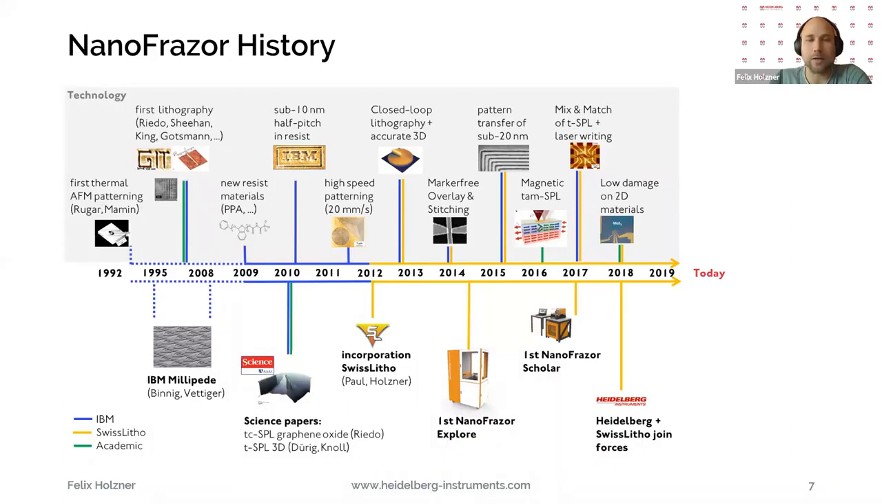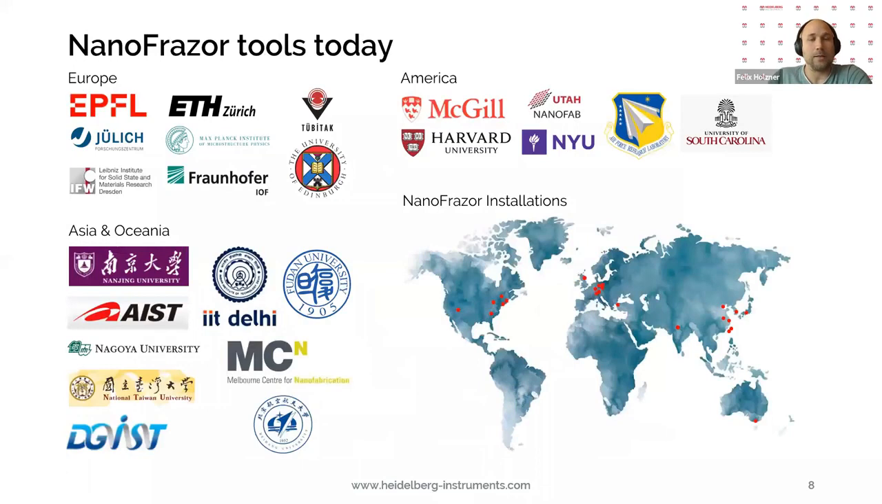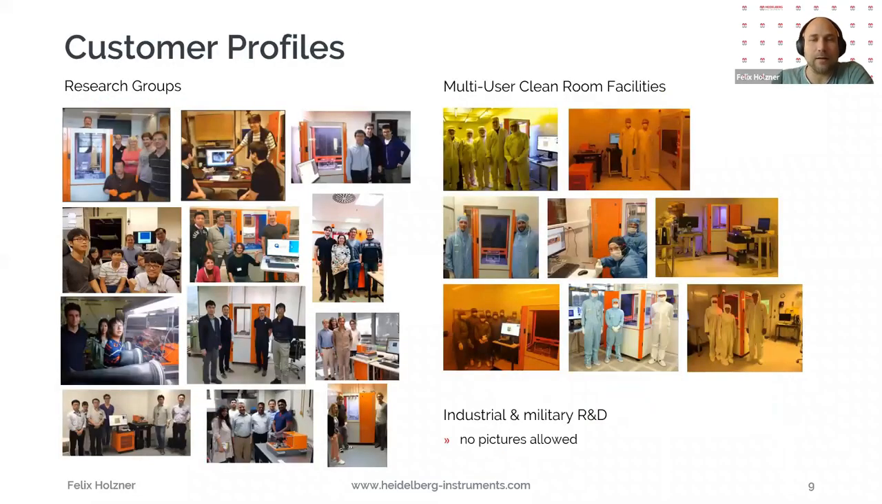And 2 years ago, as mentioned, we merged with Heidelberg Instruments because we see a lot of synergies with their expertise in industry and their high-speed laser writers on the microscale, and our technology making nanostructures. Today there are a little more than 25 systems distributed all over the world. You see a few example customers here from Europe, America, Asia, or Australia. And they are actually quite diverse customers.